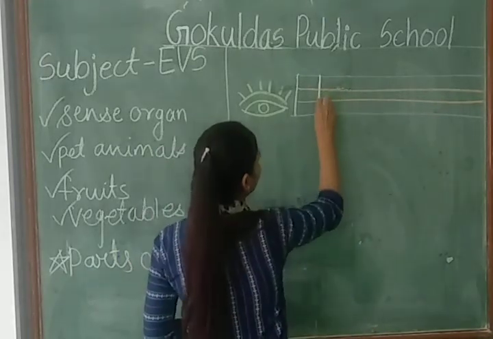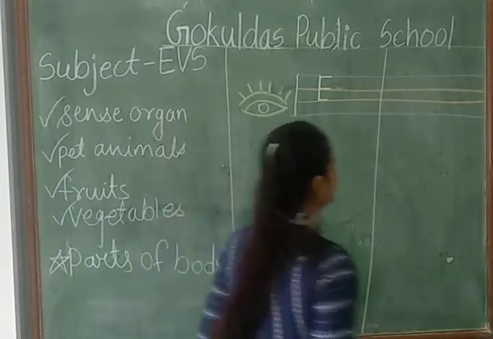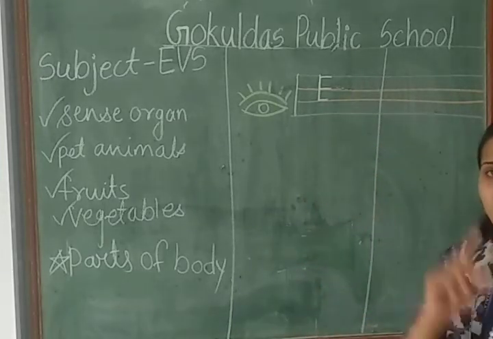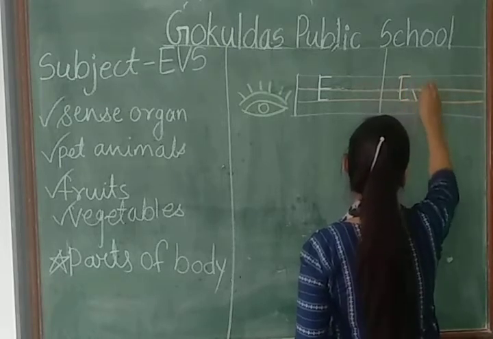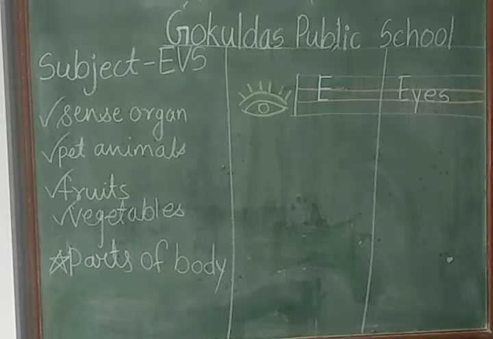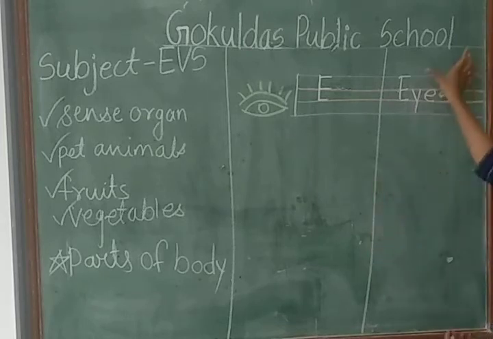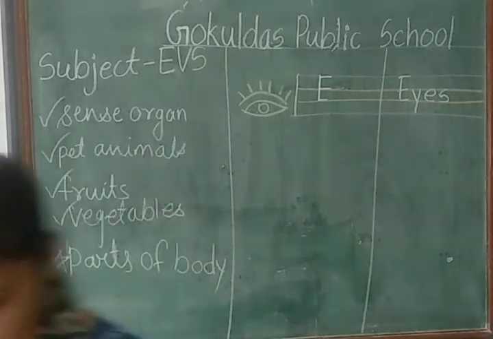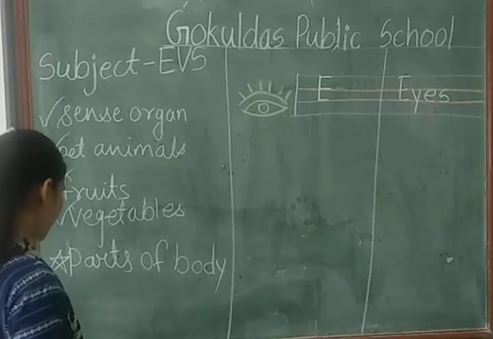So you write it down, capital E. But in UKG classes, I am asking, see the picture and write the name. So you write full E, Y, E, S, eyes. Given parts of the body.